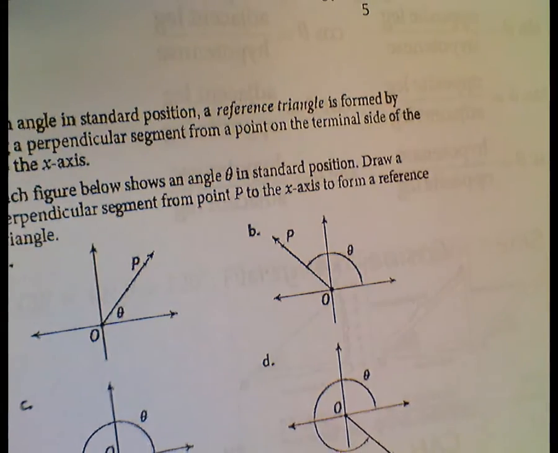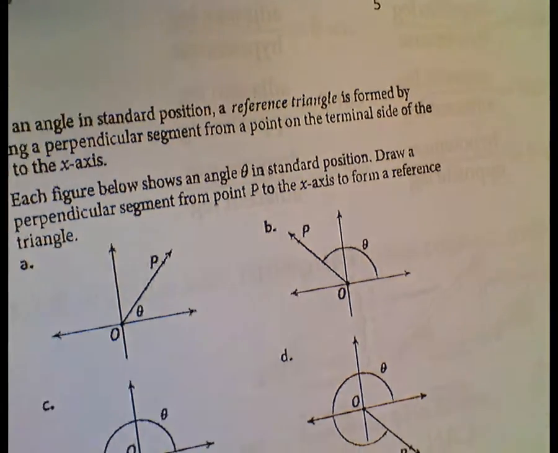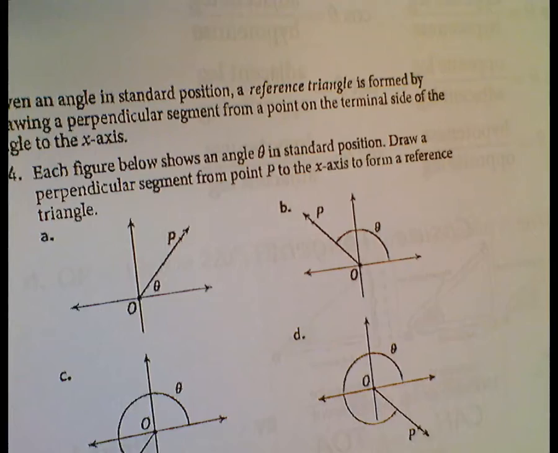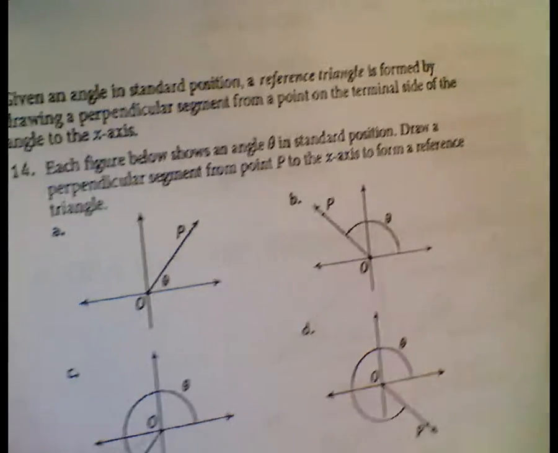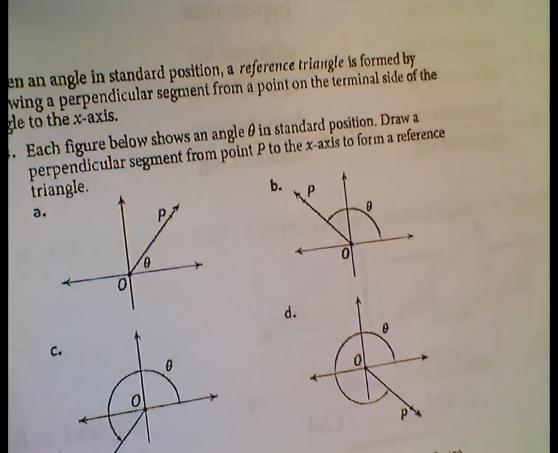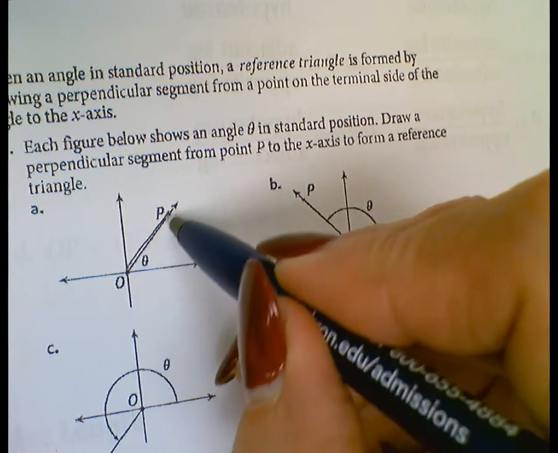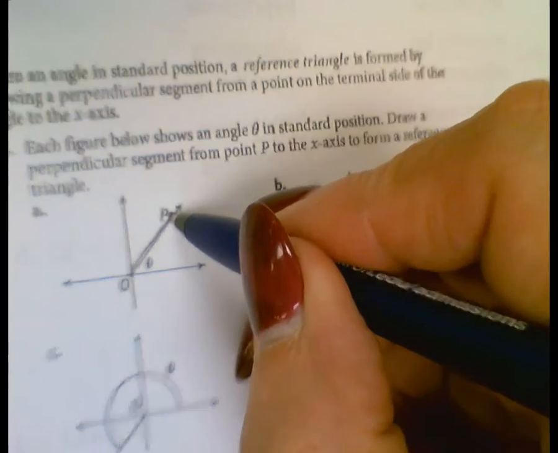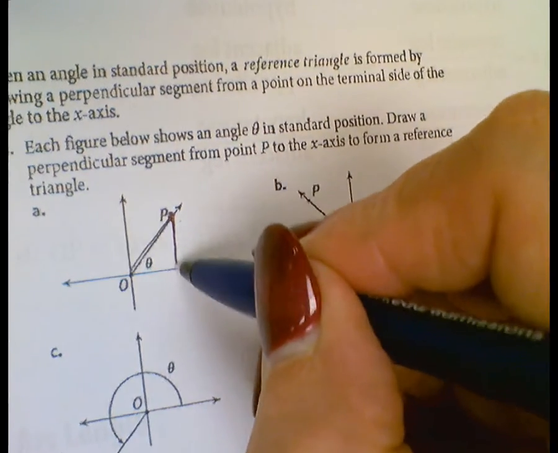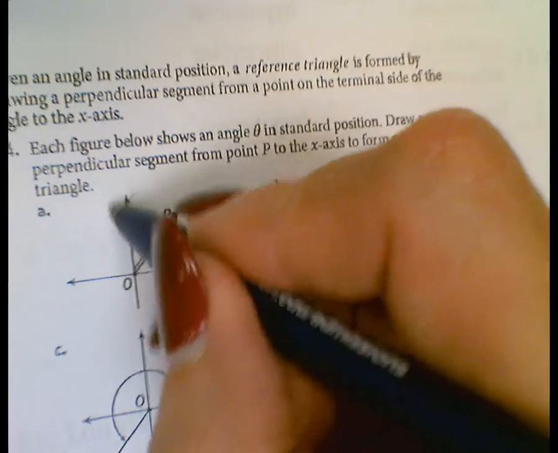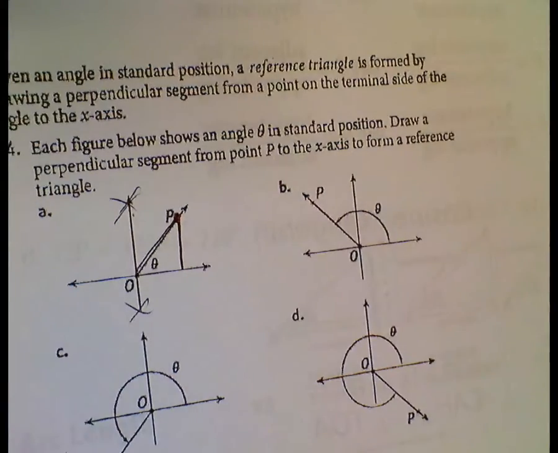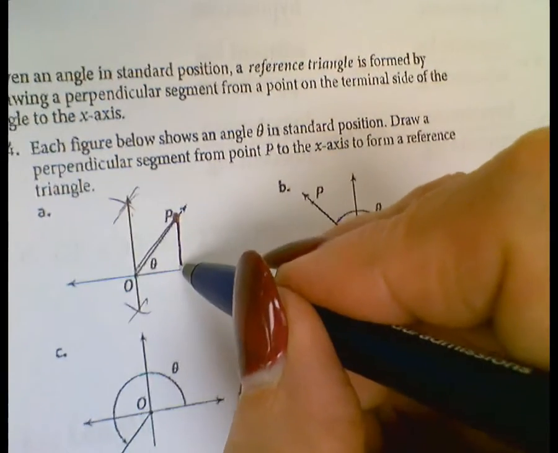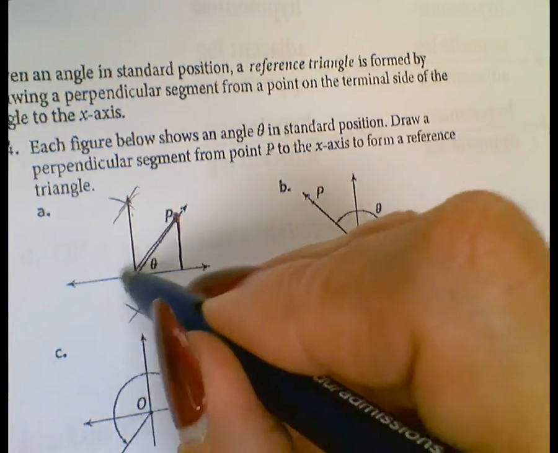So we did all these examples in class, and we stopped right when we got to this part. Okay, so we started talking about reference triangles. And again, for the reference triangle, wherever you stop, you always want to draw your triangle to the closest x-axis. So in this case, the closest x-axis is right here. You never ever go to the y-axis. Never, never, never go to the y-axis. Closest x-axis. So the positive x-axis is closer than the negative x-axis.